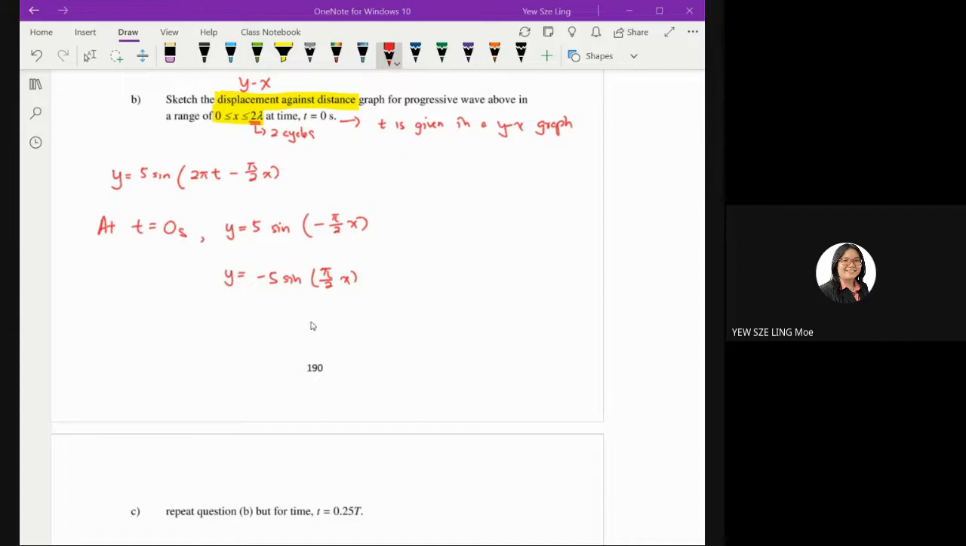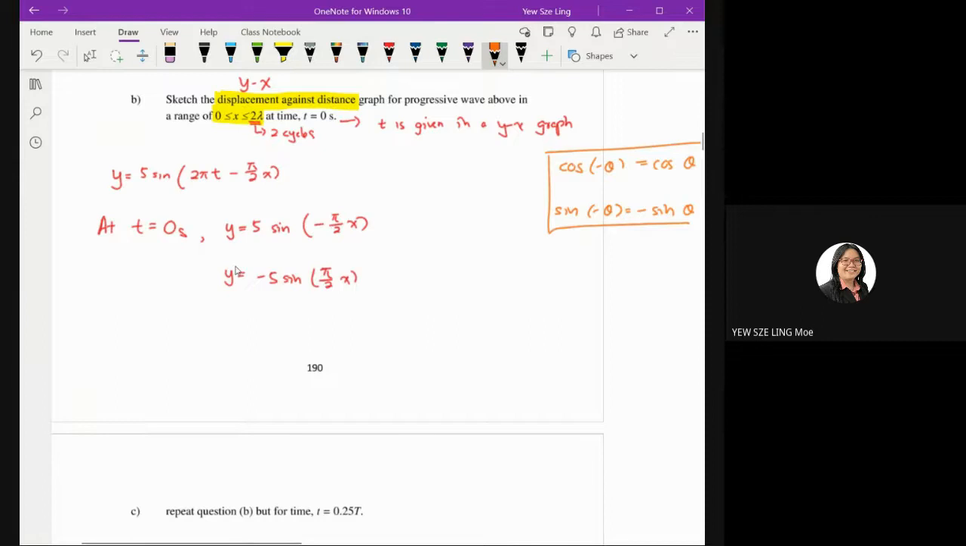All right, so the thing that you need to know, this is extra information for you guys. If you have cos negative theta, then it is equal to cos theta. But if you have sine negative theta, then it is negative sine theta. Okay, so these are the rules from mathematics. So you need to know these rules. So now you have a negative inside the bracket, so you take it out, and it is a sine function, so it becomes negative sine. So negative 5 sine pi over 2 x.